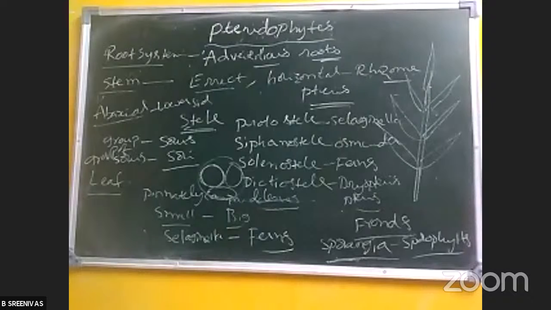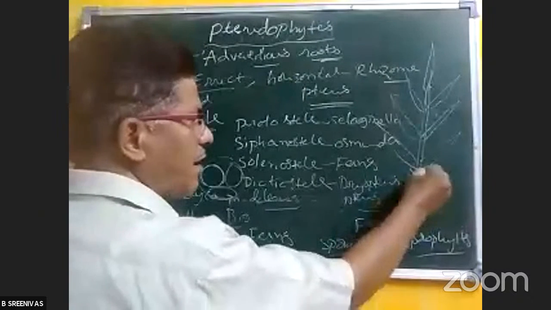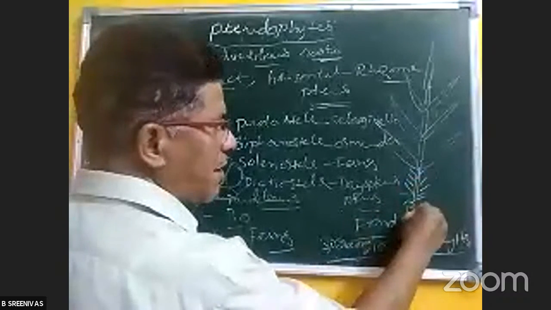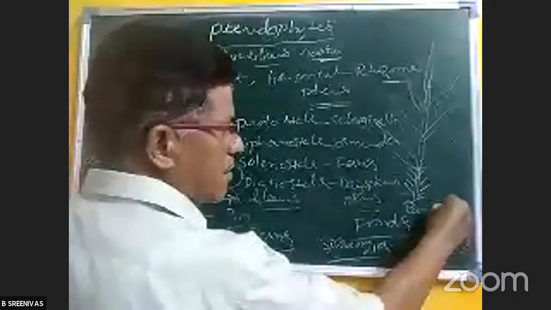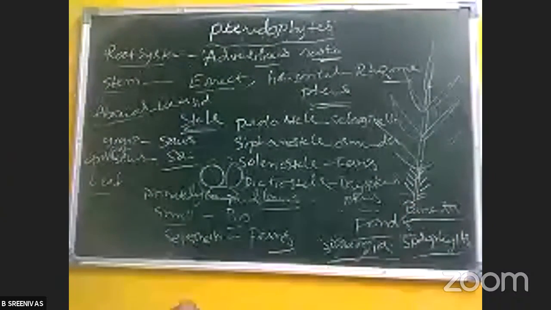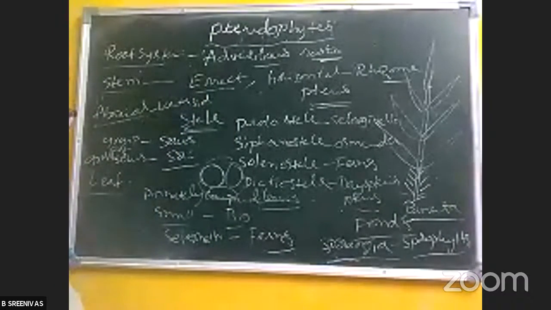Here on the petiole also, brown-colored hair is present. What is the name of the brown-colored hair? Ramenta. Ramenta is very important. On the stem also, the brown hair is present. Ramenta is present.